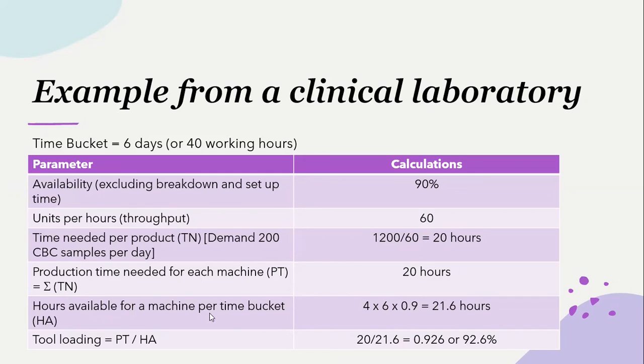And hours available for a machine per time bucket: the machine runs for 4 hours for 6 days with 90% availability, that is 21.6 hours. So the total loading or capacity utilization rate for our hematology analyzer is PT divided by HA, that is 20 divided by 21.6, which is equal to 92.6%. So our machine is working at a capacity utilization of 92.6%.